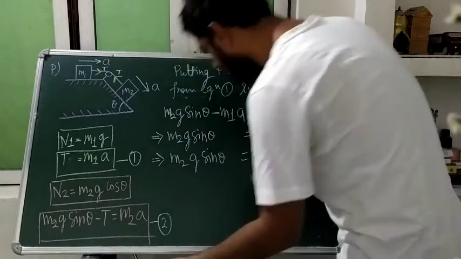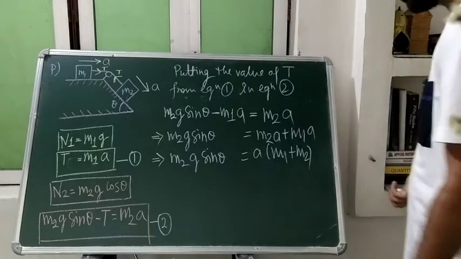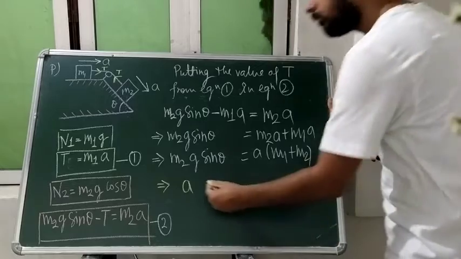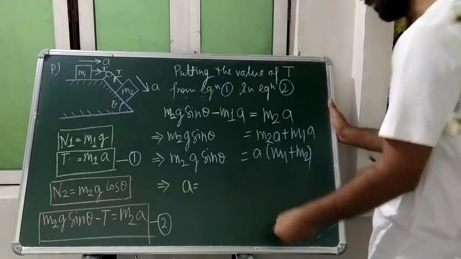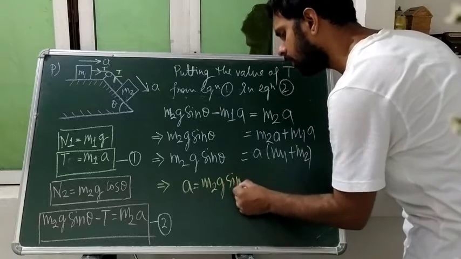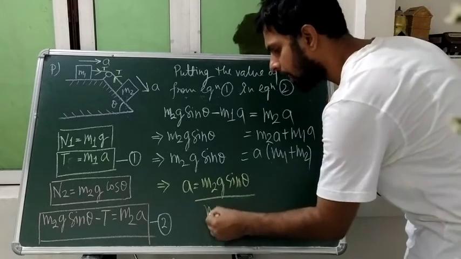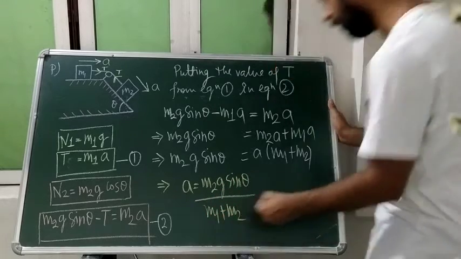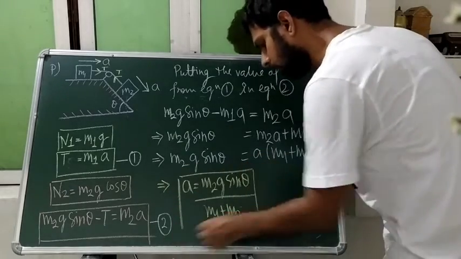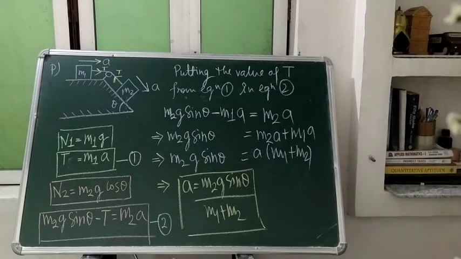And from here, what will we get? The expression of the acceleration. Acceleration will come out as m2g sin theta upon (m1 plus m2).